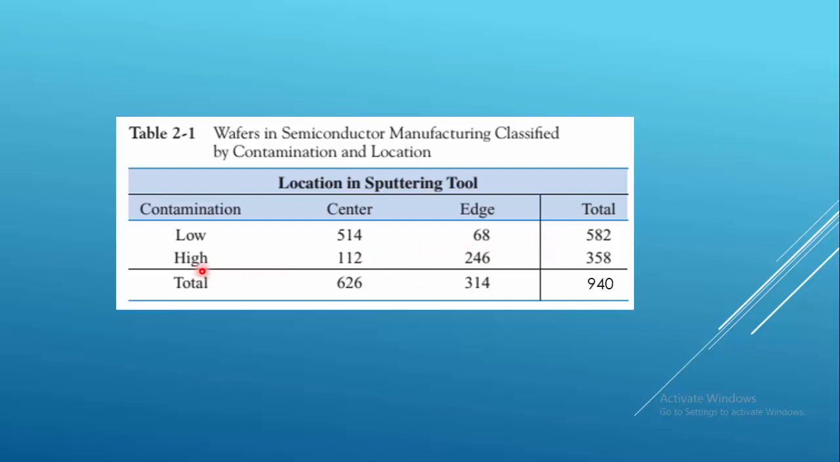Similarly here, wafers having high contamination and in the center of the sputtering tool are 112, and wafers having high contamination but on the edge of the sputtering tool are 246. So altogether low contamination wafers are 582 and high contamination wafers are 358, whereas the total of wafers in the center of the sputtering tool are 626 and wafers on the edge of the sputtering tool are 314.